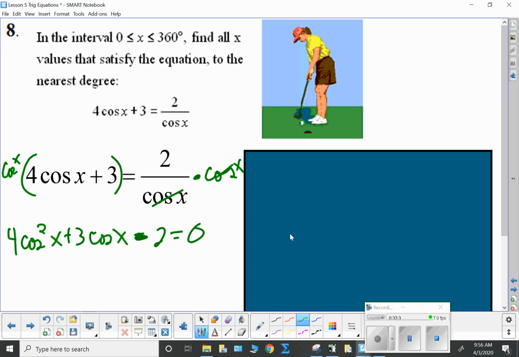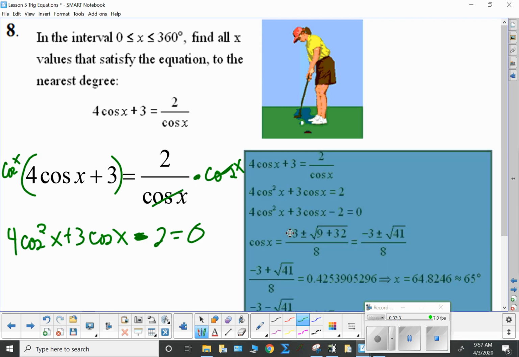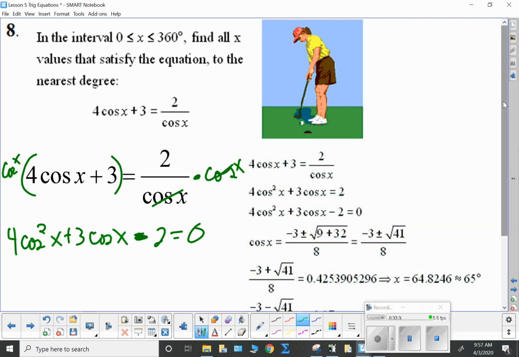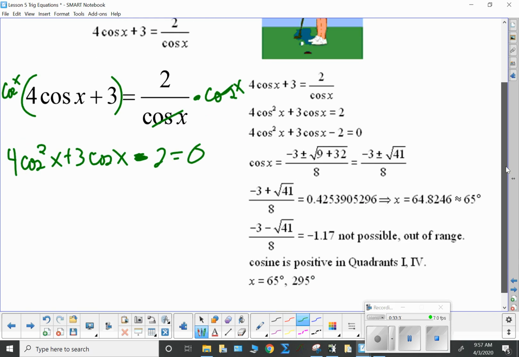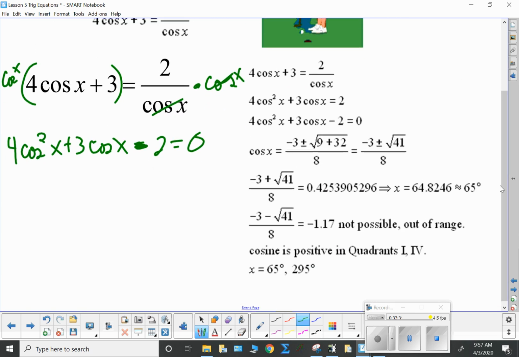Okay? Again, didn't factor, so you got to do it yourself. You wind up with cosine. Cosine is positive in quadrants 1 and 4. So you're going to get your angle of 65, and then you're going to do 360 minus 65.